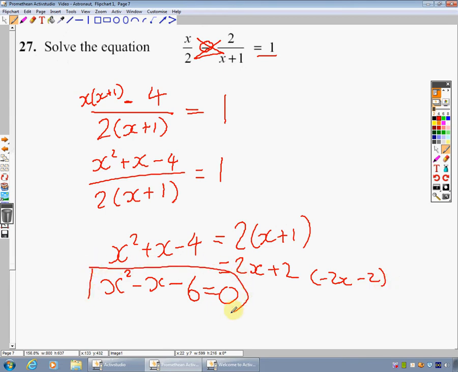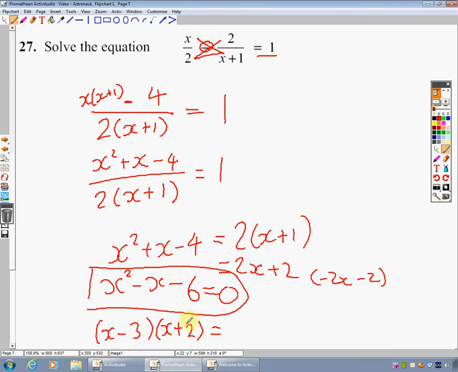Two numbers that multiply to give me a minus 6 and add to give me a minus 1. Well, I'm thinking straight away x equals, okay, it's going to have to be a minus 3 and a plus 2. That's what I'm thinking right now. Because minus 3 times 2 is minus 6, minus 3 add 2 is still minus 1, great, and that equals 0.